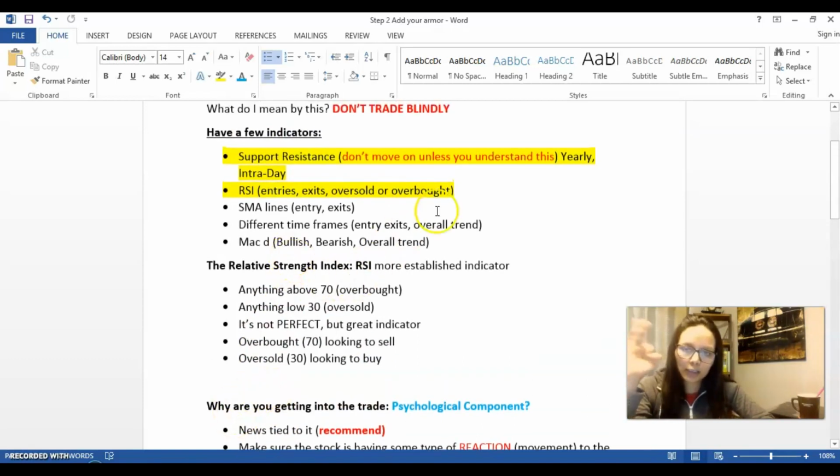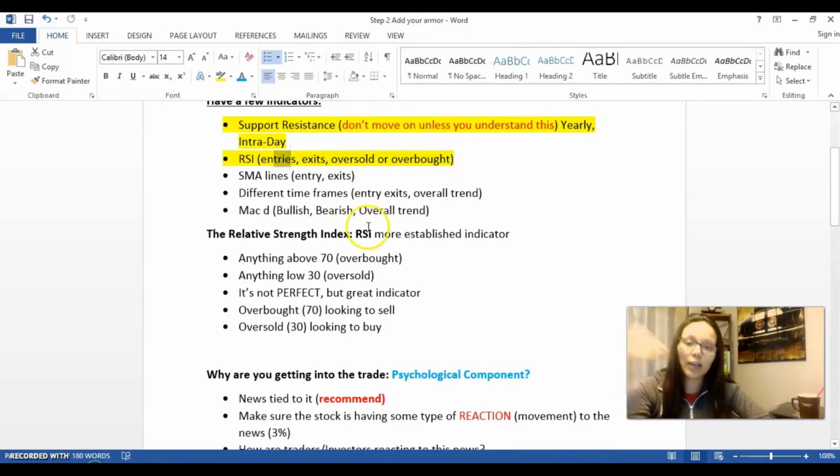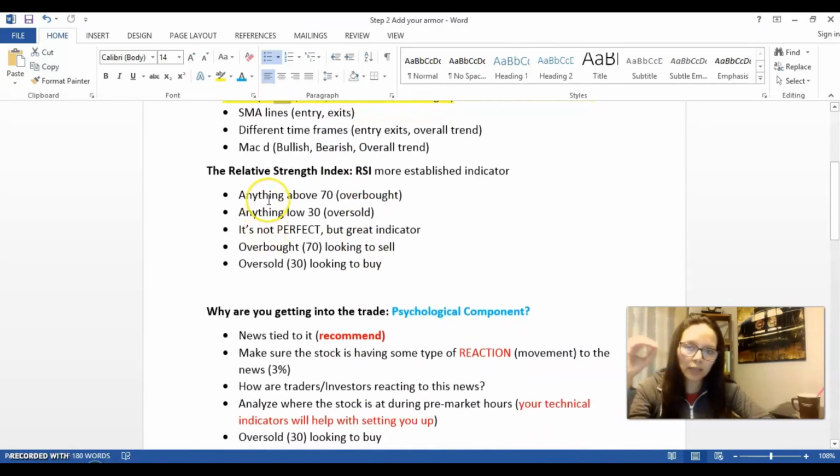So RSI, what do I use RSI for? Entries, exits, and then you get to see where it's oversold or overbought, okay? So anything above the 70 is overbought, right? Expensive. So what do you want to do? You probably want to sell it, okay? Anything low at the 30 mark, it's oversold, it's cheap, you probably want to buy it, okay? So like I said, it's not a perfect indicator, but it's a good one to use. I use it. So like I said, overbought is 70, looking to sell. Oversold, 30 mark, looking to buy.